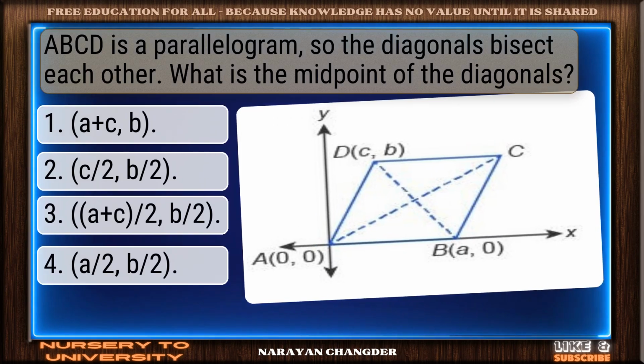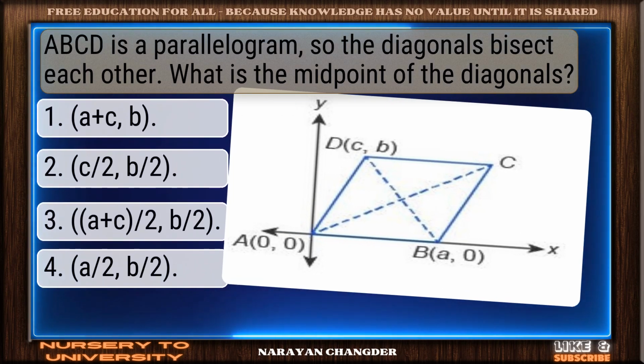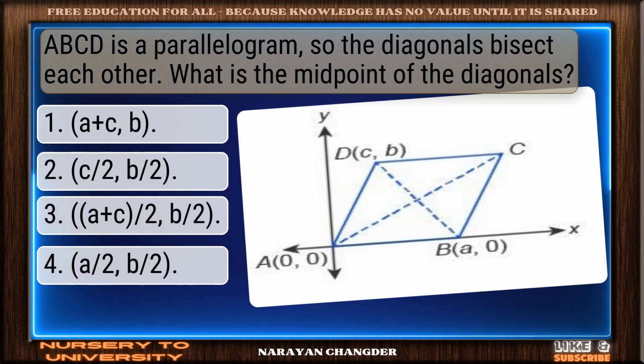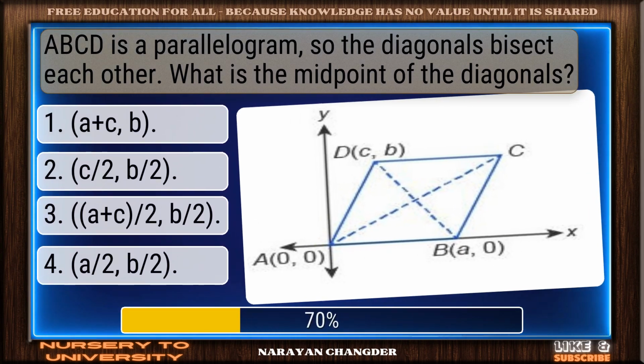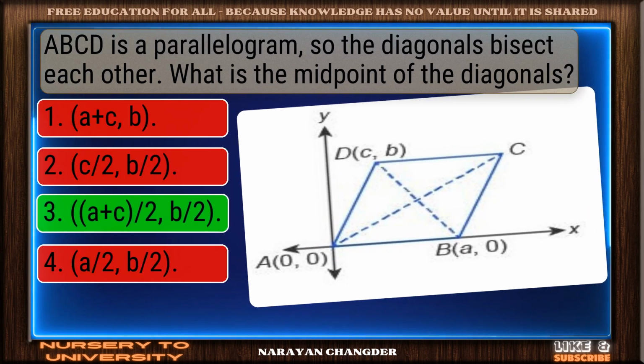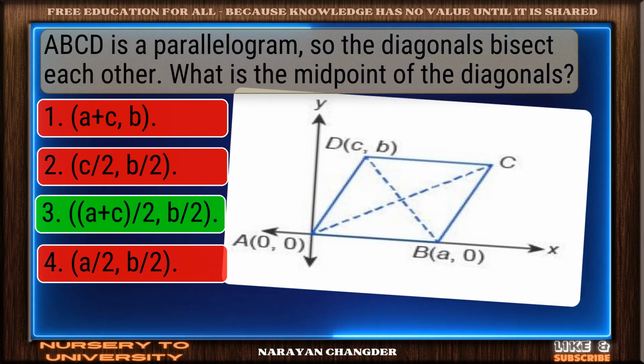Question number 3. ABCD is a parallelogram, so the diagonals bisect each other. What is the midpoint of the diagonals? Solid response. Option 2 is a valid choice.